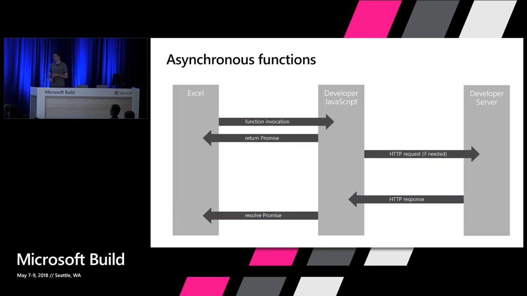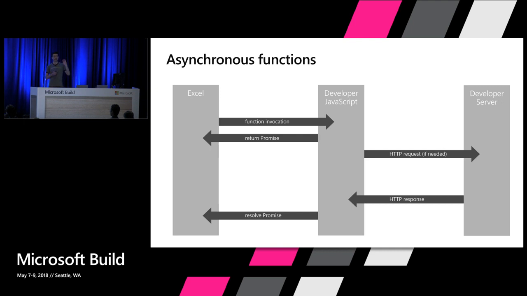So I'm going to get down to some of the details of how the different function types work. This is a diagram showing the asynchronous functions, right? Those are the ones that return a promise. If you see the diagram, all the way on the left-hand side is Excel. In the middle, there's the JavaScript code running in that JavaScript file that I talked to you about. And then on the right-hand side, perhaps, optionally, you have a server, or you're calling some third-party service, whatever you wish. So Excel makes its call to the developer JavaScript. And then immediately what you need to do is return a promise.